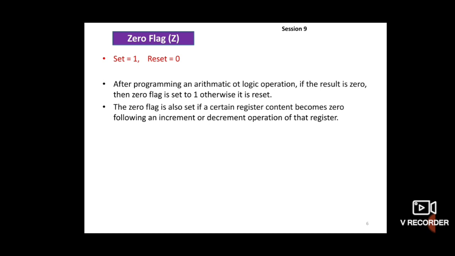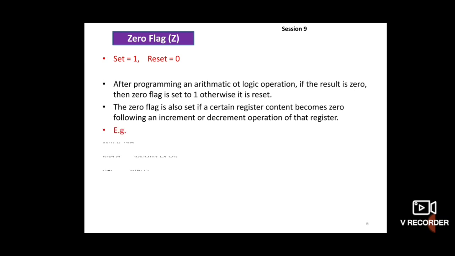The zero flag is also set if a certain register's content becomes 0 following an increment or decrement operation on that register. Means in 8085, following some increment or decrement instructions, the zero flag is set or reset.